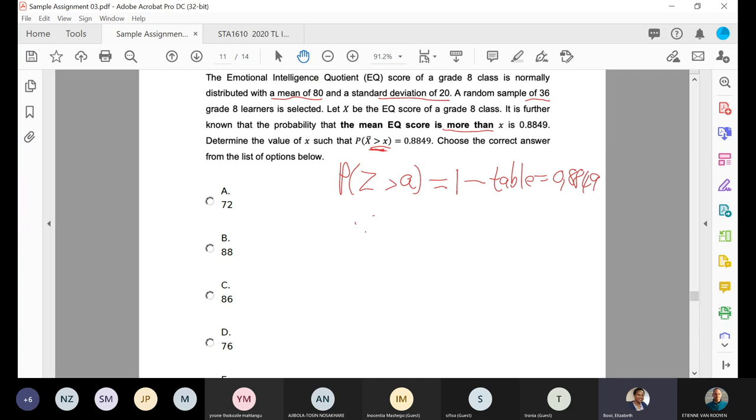Therefore, the table value will be given by 1 minus 0.8849. Because if I move the table value this side, and I move this one this side, it's the same: it will be positive, and that one will be negative, which will be 1 minus 0.8849. So what is our table value? 1 minus 0.8849.